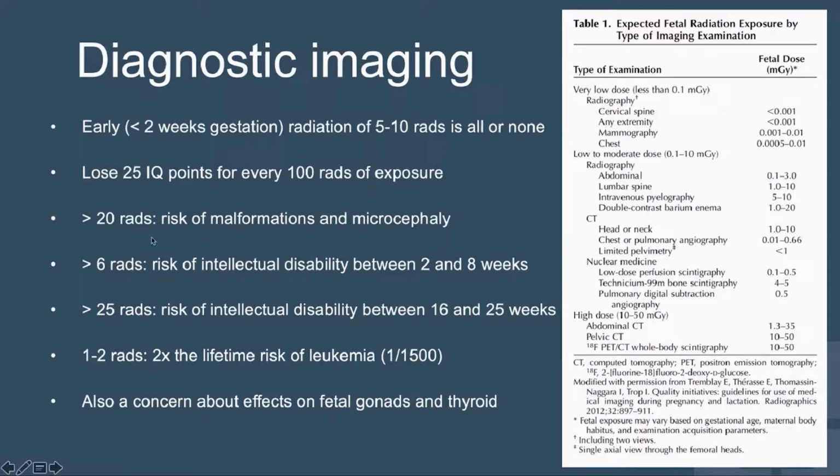In greater than 20 rads to the young fetus, we're talking risk of malformation and microcephaly. 6 rads, a risk of intellectual disability, especially between 2 and 8 weeks. Later on, you need greater than 25 rads to cause that intellectual disability between 16 and 25 weeks. And it takes a much smaller amount of radiation to incur a 2 times lifetime risk of leukemia in the child. There's also concern about effects on the fetal gonads and the thyroid with this lower dose imaging.